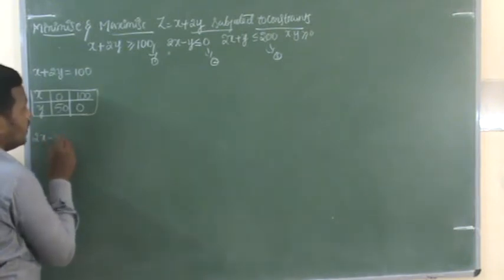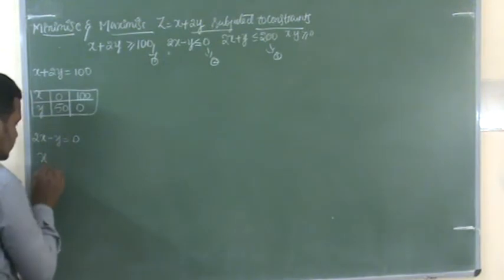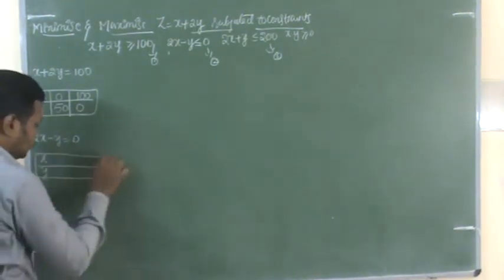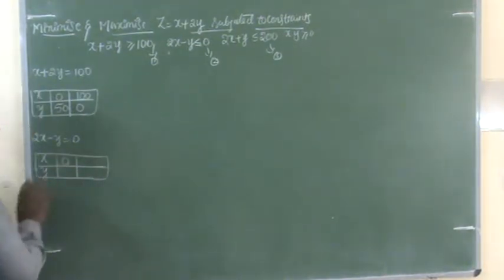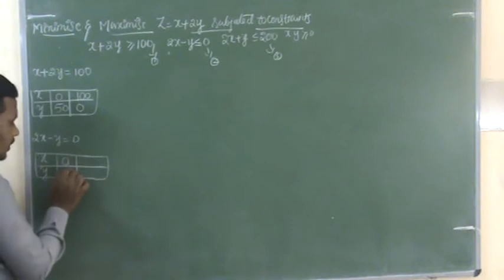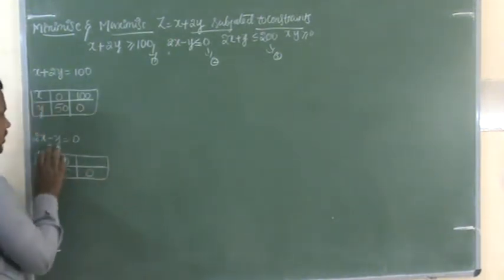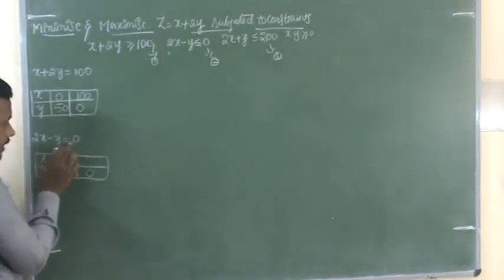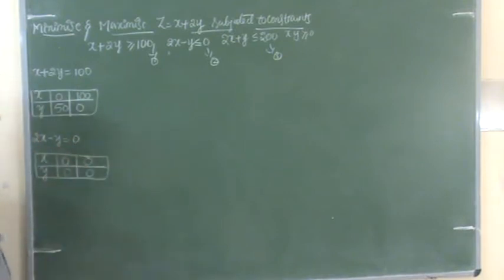Now, for the second equation, 2x minus y is equal to 0. When x is equal to 0, what is the y value? The y value is 0. And when y is equal to 0, what is the x value? 2x is equal to 0, and x is equal to 0 divided by 2, we get 0.